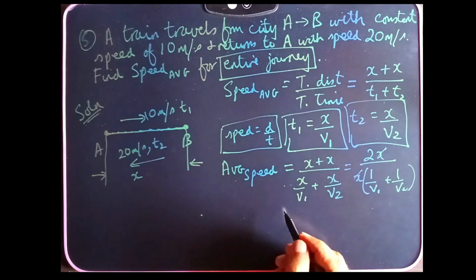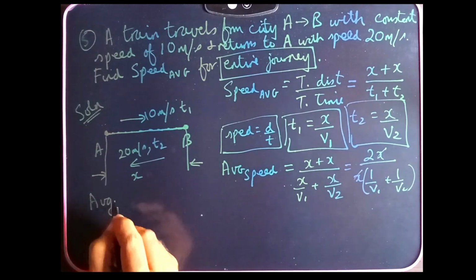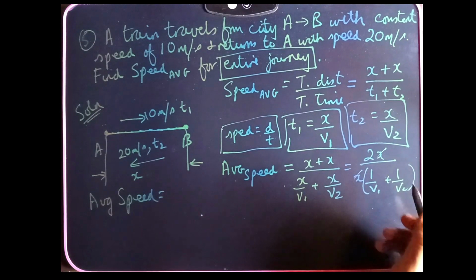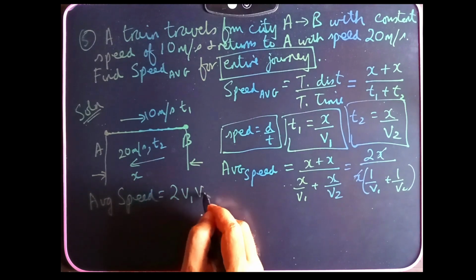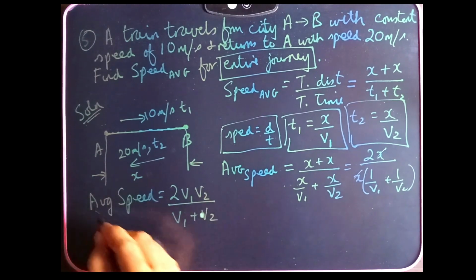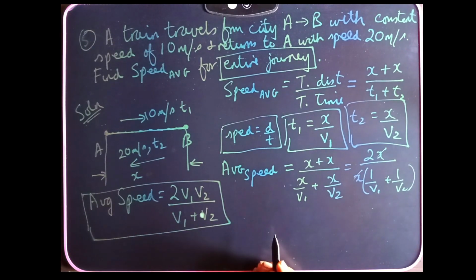So if I solve this, I will get average speed is equal to, what will I get for average speed? 2 times V1 V2 divided by V1 plus V2. So this is also another important formula which you can remember.